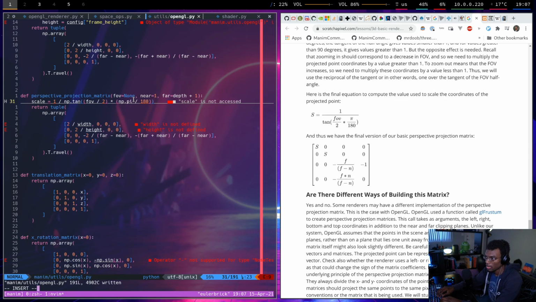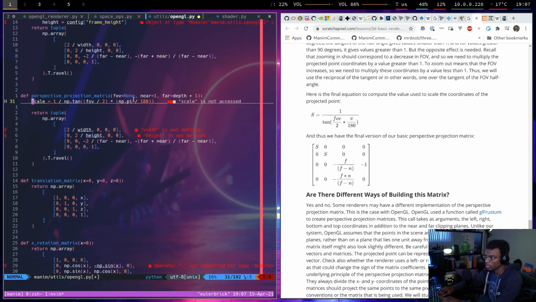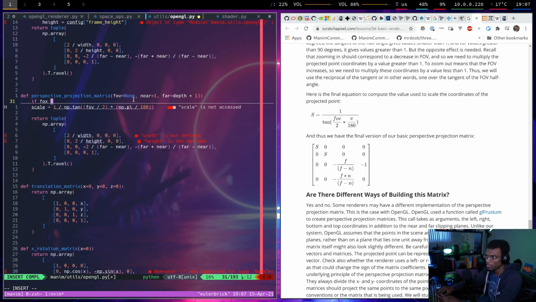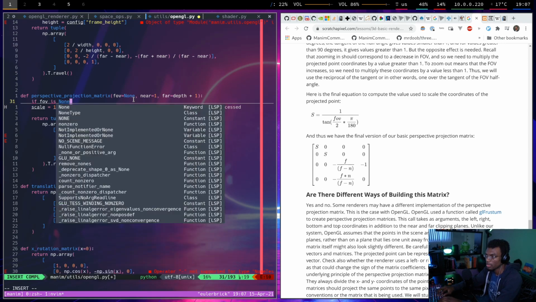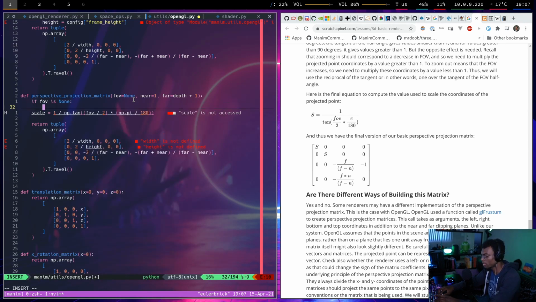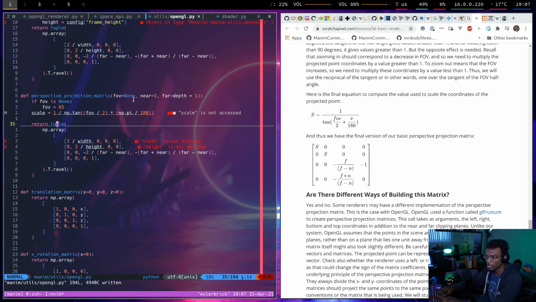Okay, and then the array that I'm going to want. I already have the far and near by default. I say if FOV is none, I think 65 or so makes sense. I don't have a ton of experience with this, but I think 65 is a decent one. And now I'm just going to copy this in.